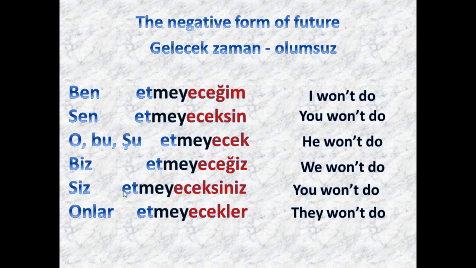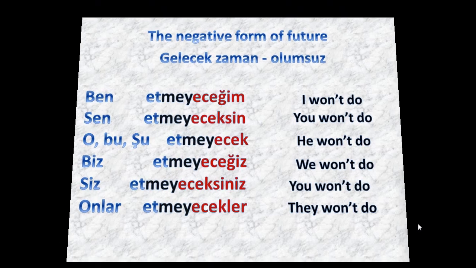Then read it faster. Et, me, ye, jek, si, niz. Then go faster. Et, me, ye, jek, si, niz. Okay, it will take time. I know it's not easy to go like uttering the verbs fluently. You need to work hard, guys.